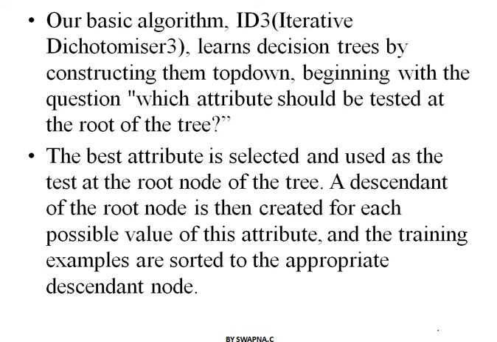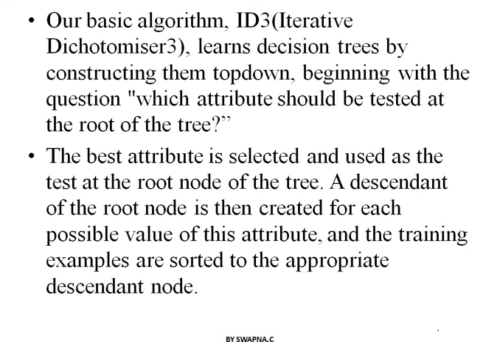So which attribute do we take as the root, and after that which attribute do we test as the leftmost child, middle child or rightmost child, depending upon the possible values of the first attribute? For example, the best attribute is selected and used as the test at the root node of the tree. A descendant of the root node is then created for each possible value of that attribute.